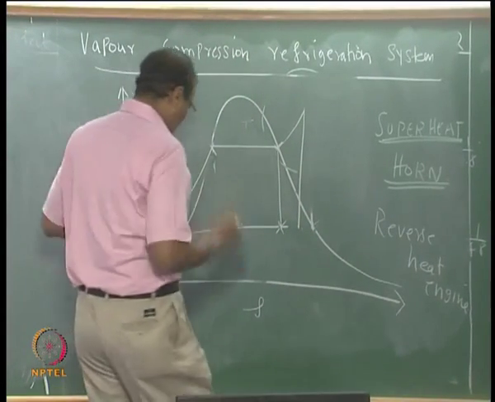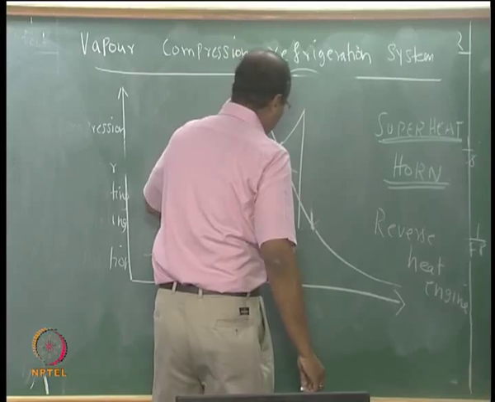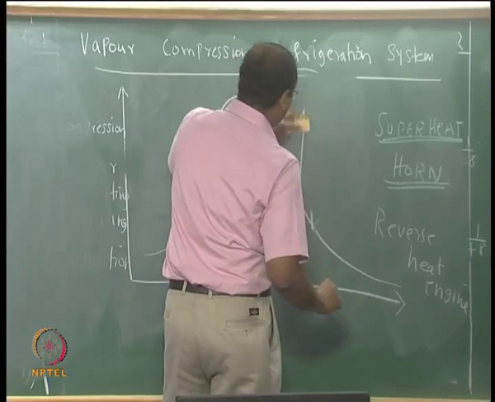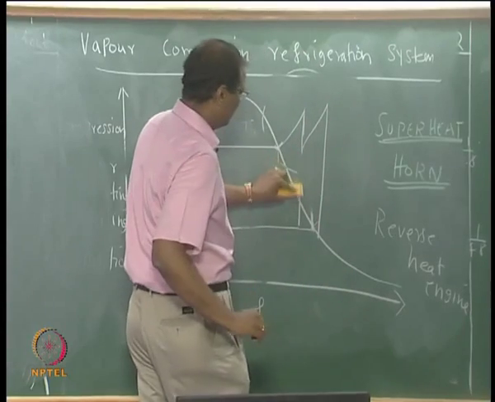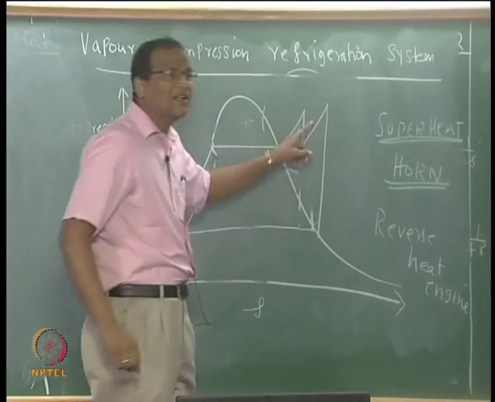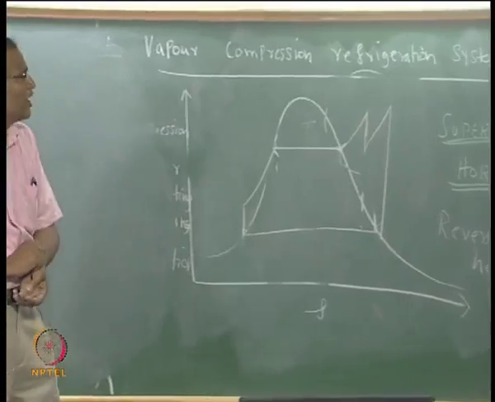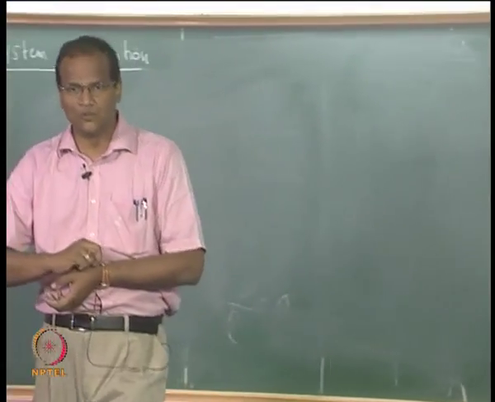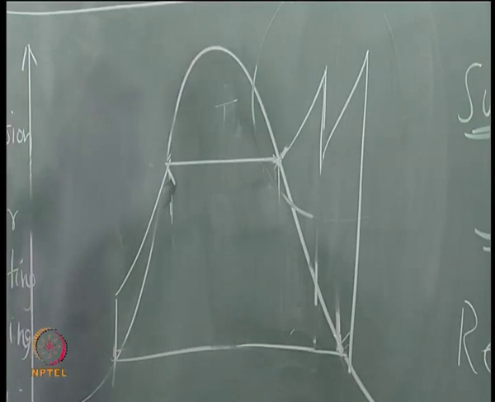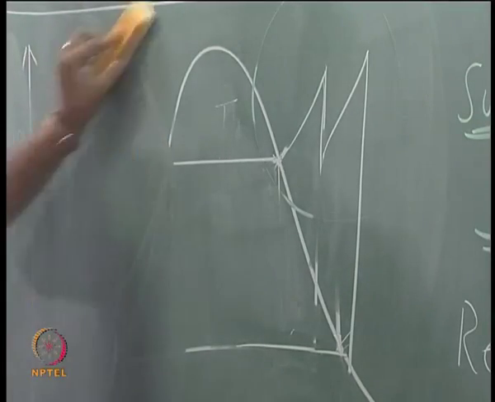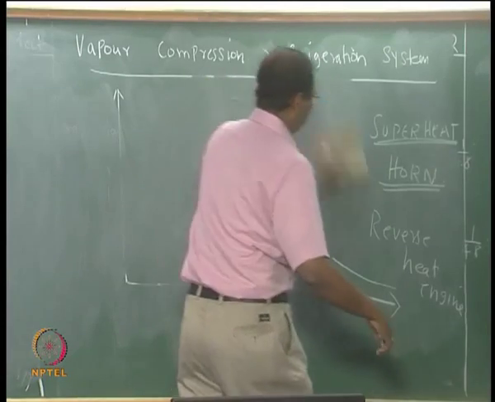Okay. Now it is also possible for you to do this. So this is basically reheat. So you can have reheat, you can have reheat regenerative cycle and so on. Okay. So these are all more complex versions of the Rankine cycle power plant.